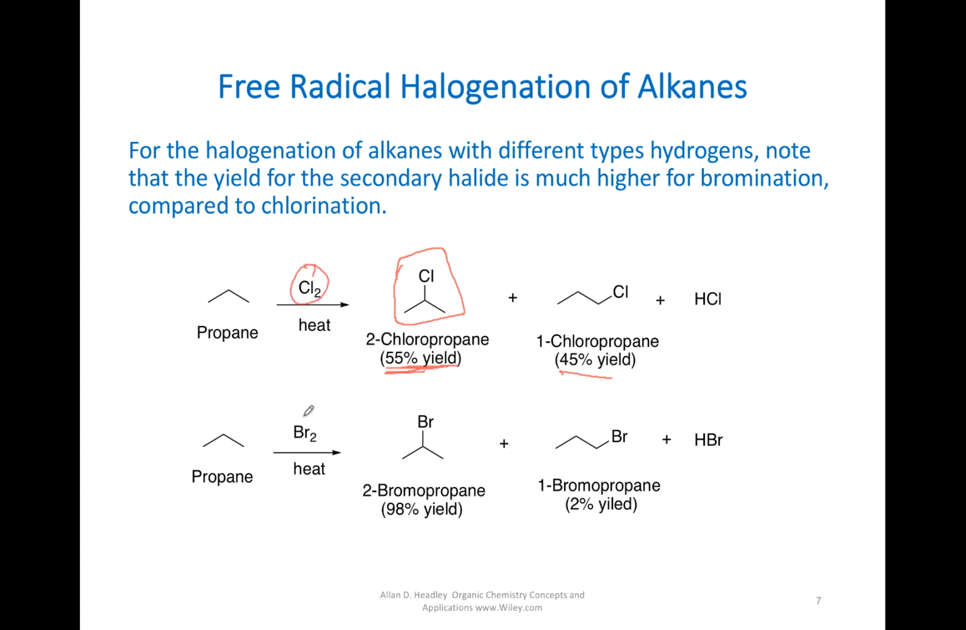But look at this, using bromine, putting on a halogen, in this case bromine, in the same position gives 98% yield. So that's a good yield in terms of putting on a bromine, or substitution of a hydrogen for bromine right here. 98%. Let us see why that occurs.